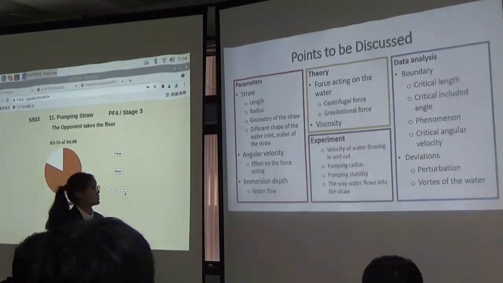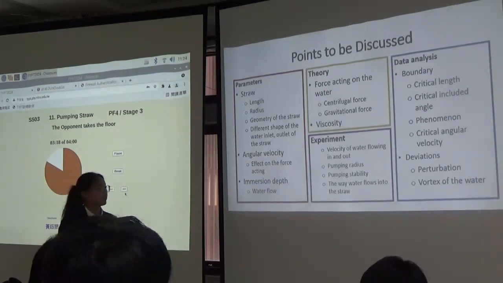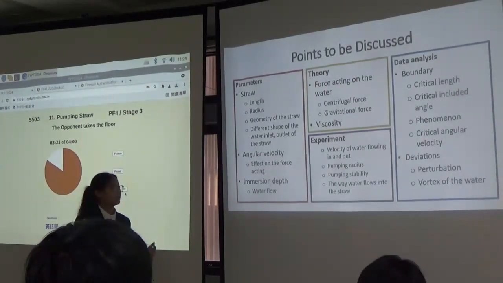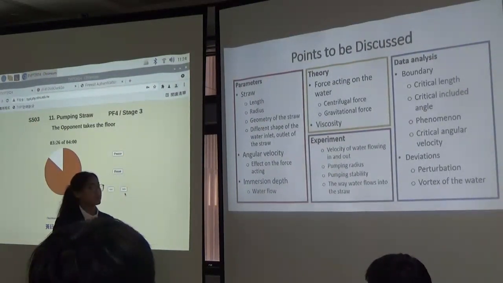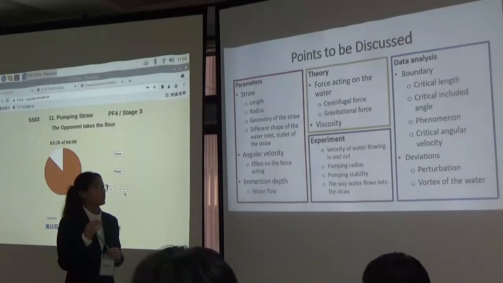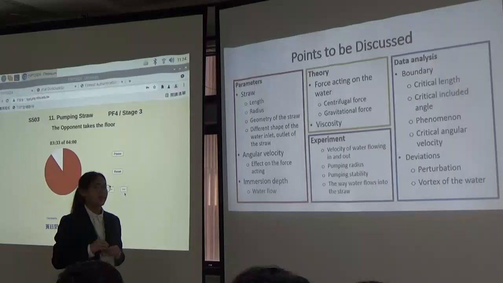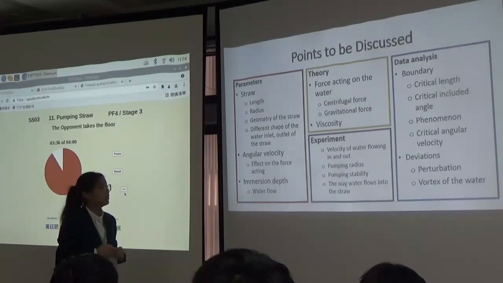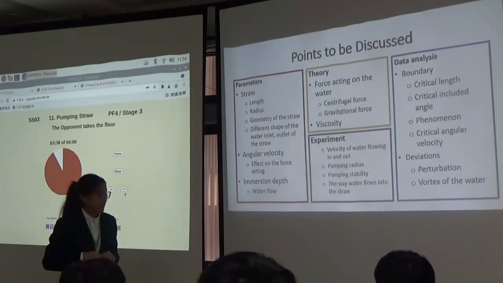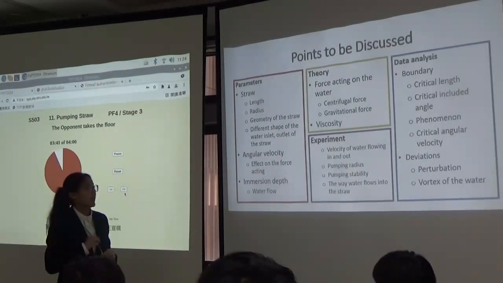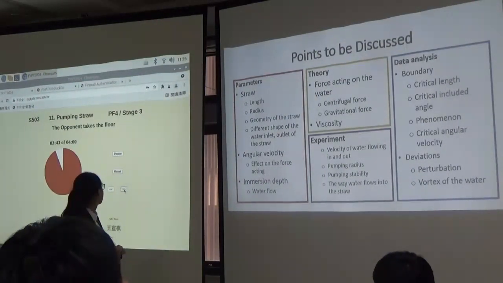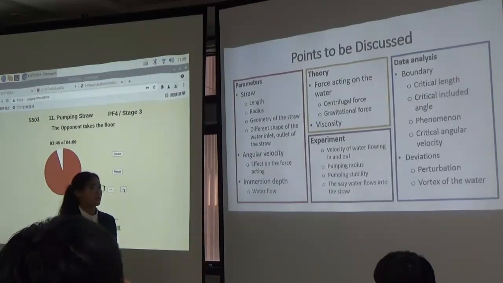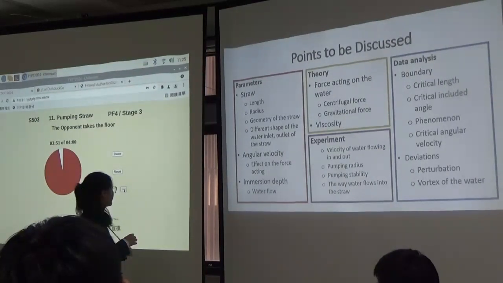And then the third part is the experiment, where we will discuss the velocity of the water flowing in and out, the pumping radius, pumping stability, and the water flow into the straw. And for the data analysis, we will discuss some boundary conditions, which are the critical lengths, including angles, to see how the phenomenon shows when the critical boundary condition happens, and also the critical angular velocity. And for the deviations, we will discuss the perturbation of the water and also the vortex of the water, which may be produced by the spinning straw.